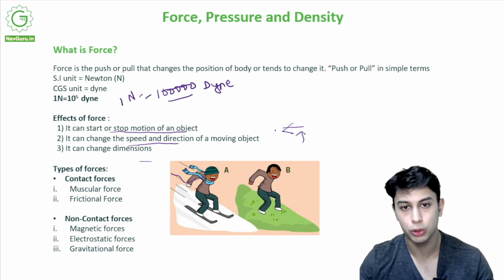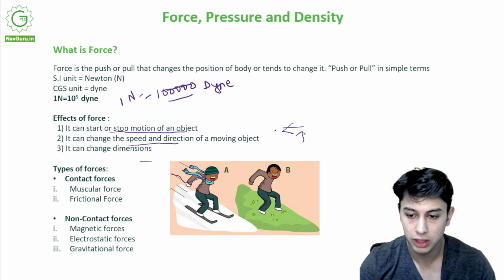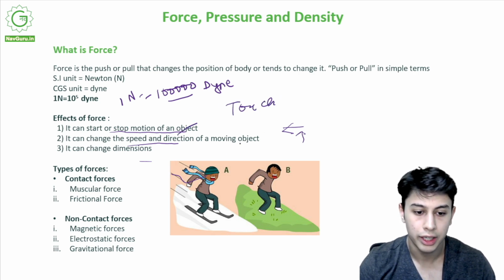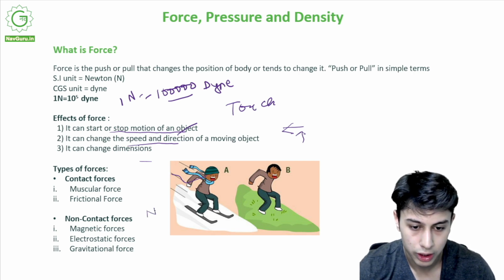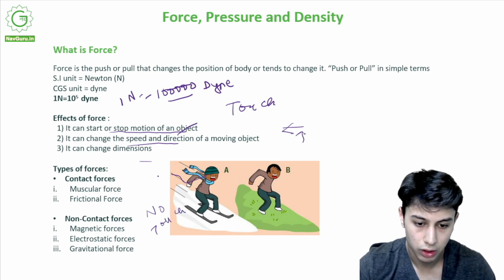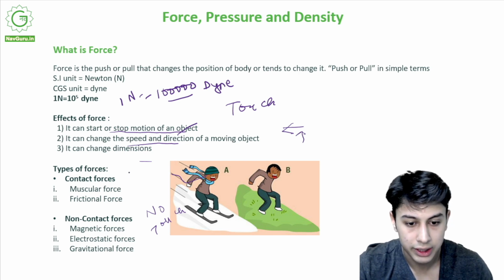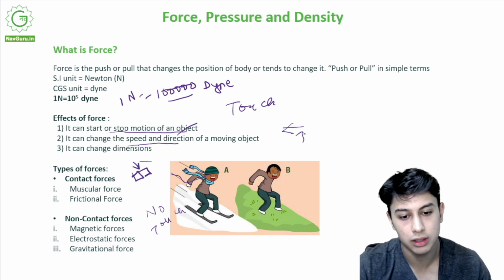There are various types of forces. We classify them into two: contact forces and non-contact forces. Contact means with touch, and non-contact forces mean no touch. Alright, so let me tell you. Contact forces require a proper touch between two objects. This is a point of contact.